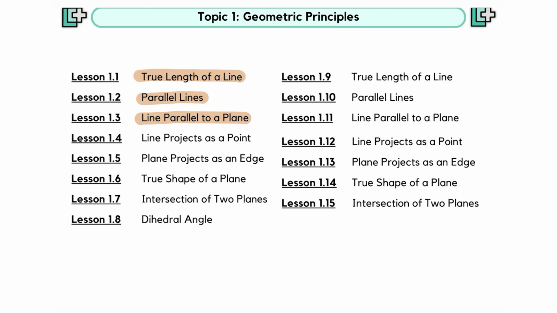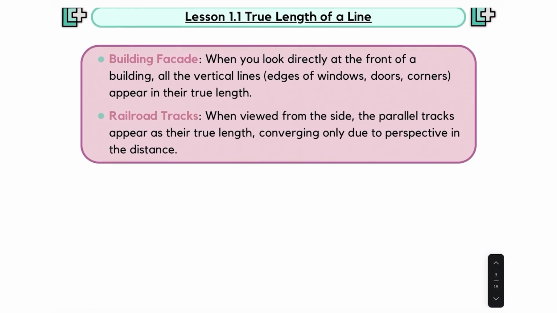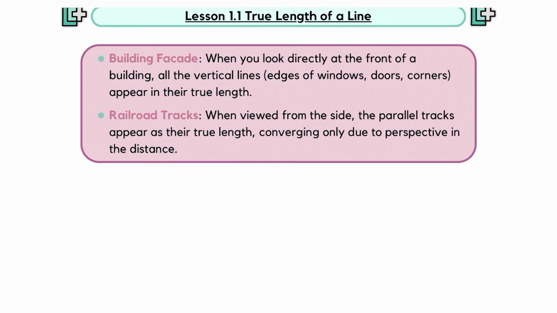So we'll begin by looking at the true length of a line. In order to give context for this, I've just given some examples to set the tone. So the first is in relation to a building facade. When you look directly at the front of a building, all of the vertical lines, the edges of the windows, the doors, the corners, they appear in their true length. And if we take another example of a railroad track, when viewed from the side, the parallel tracks appear as their true length, converging only due to perspective in the distance.